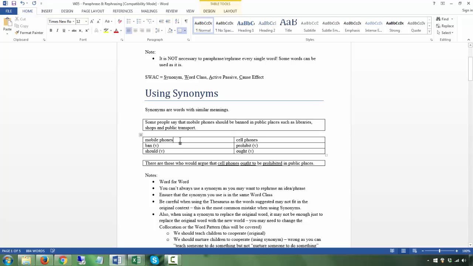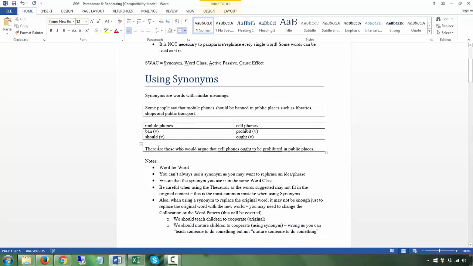So mobile phones, cell phones, okay, that's a mobile cell. In various countries you also use handphones. Ban, prohibit, should, ought, or ought to, okay. So if you just use synonyms, this is the sentence that can result: There are those who would argue that cell phones ought to be prohibited in public places, okay, if you want to put such as blah blah blah, all right.